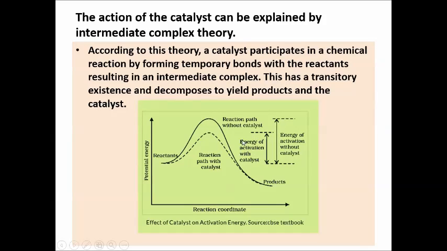If you can understand this diagram, we can clearly say or prove that with the presence of a catalyst, the reaction's rate is getting increased. You can see both the diagrams, one with the catalyst present and the other without the catalyst. So with this we can understand that the presence of a catalyst increases the rate of a reaction.